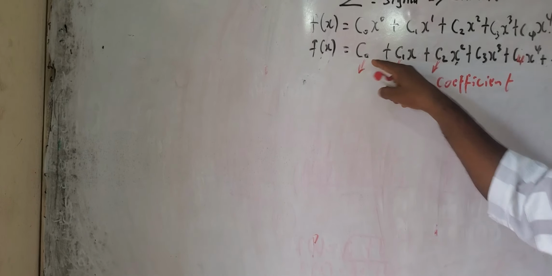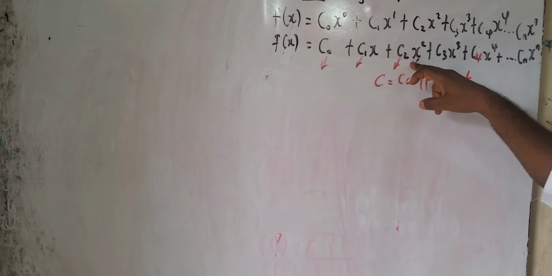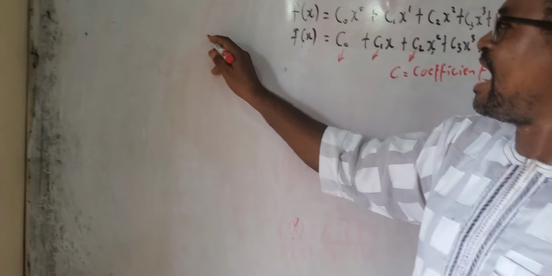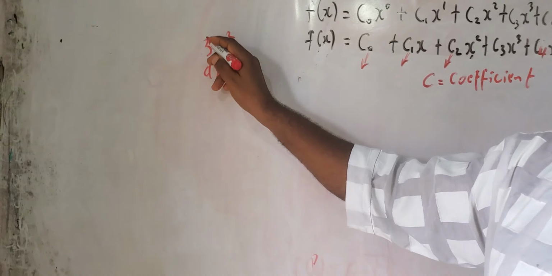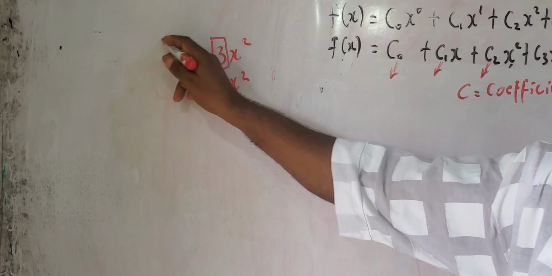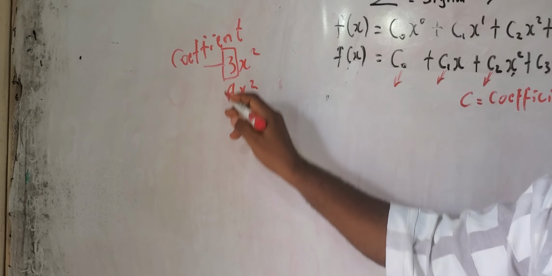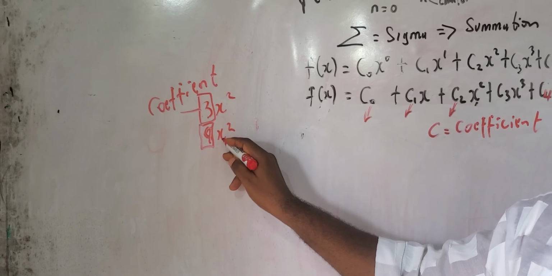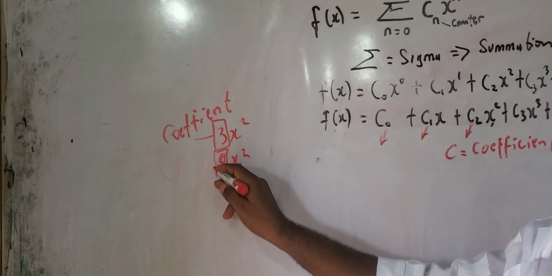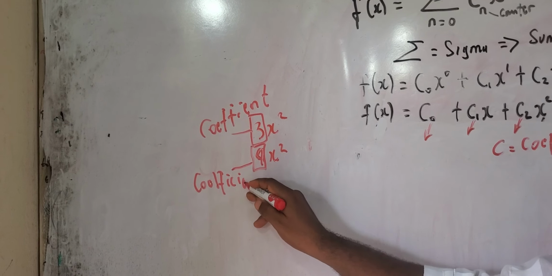Coefficient is any letter or number that is written in front of a variable. For instance, if I have 3x squared and ax squared, this 3 is a number, it's called coefficient. And this one is a letter. Because I'm writing it in front of this variable, it's still called coefficient.